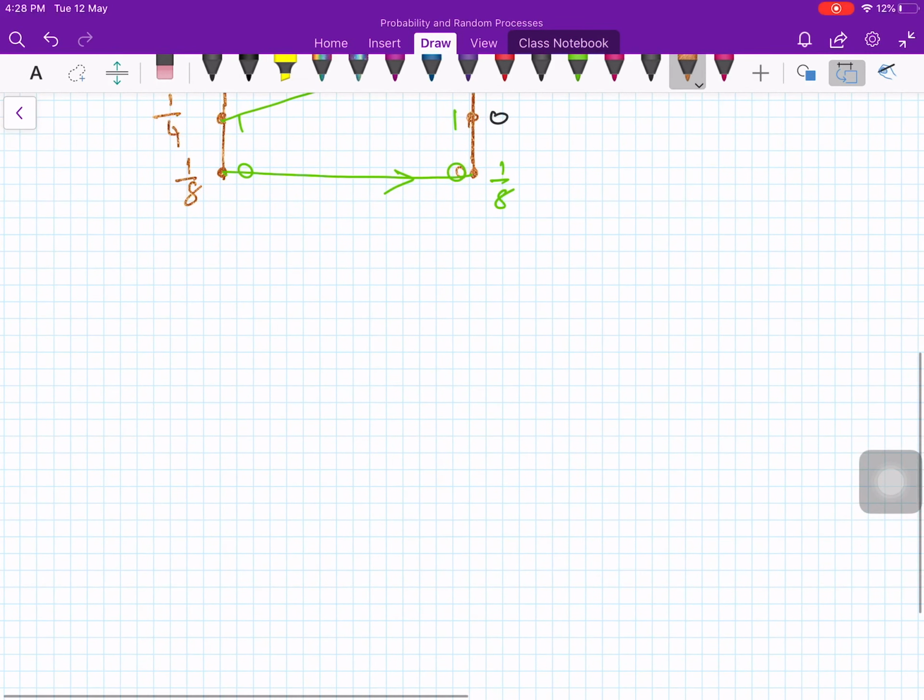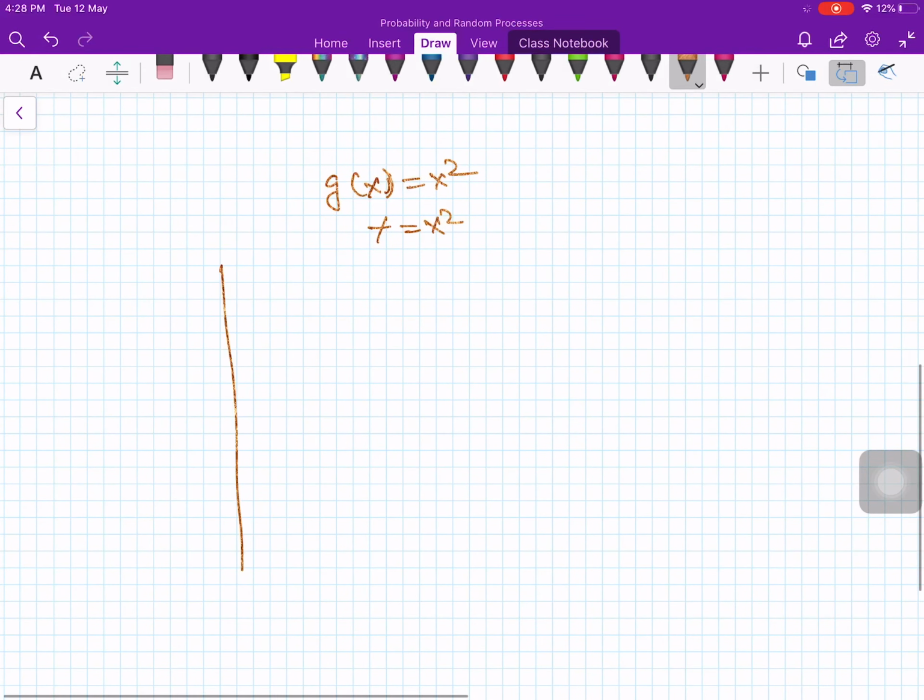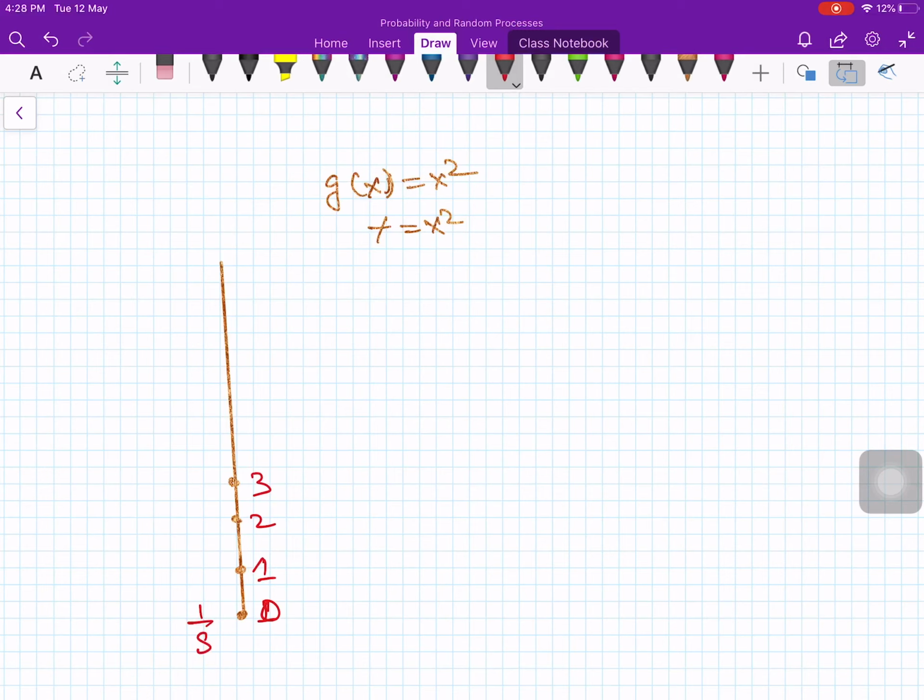Next one is g of x equal to x square. So y is equal to x square. The same way you can work this problem also. Like this is 0, 1, 2, 3. The 0 occurs with the probability 1/8, 1/4. This is 1/2. This is 1/8.